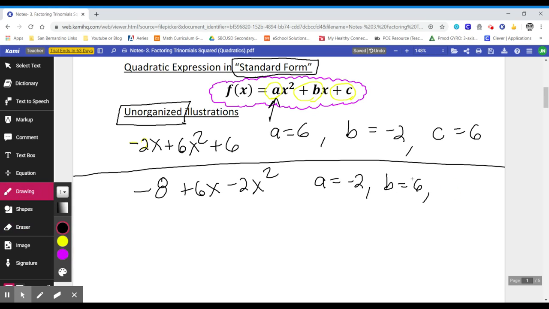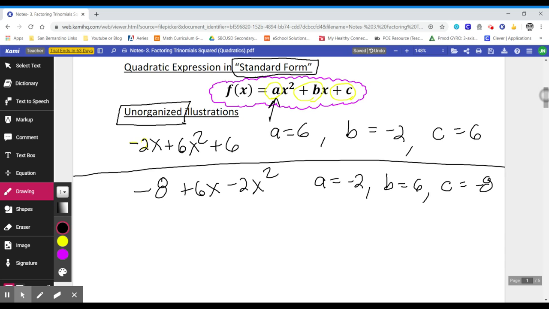Let me erase that. So there you go. You're going to need to know what a, b, and c are. You're going to need to know how to identify them clearly. Don't forget the signs. Remember, I put negative 2 and I put negative 8 and all that in here because the signs do matter. So don't forget the signs when you're doing these problems because they will mess you up.